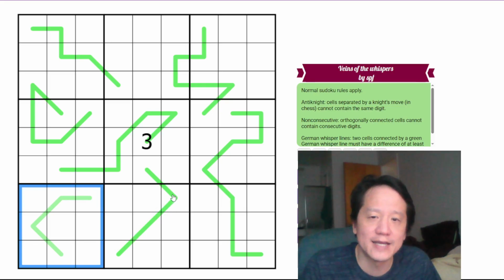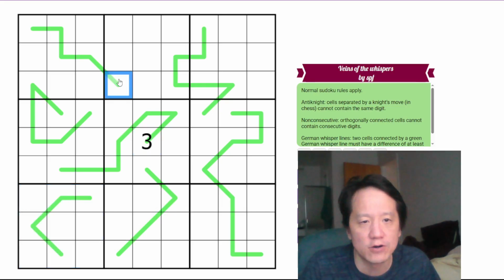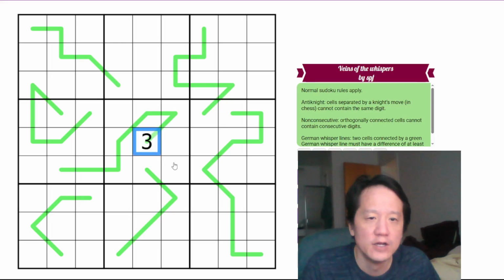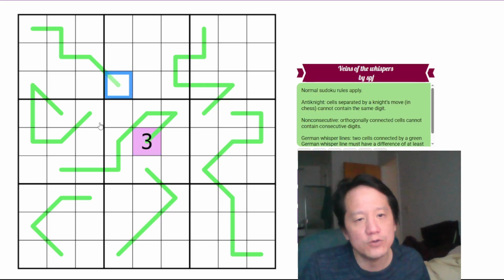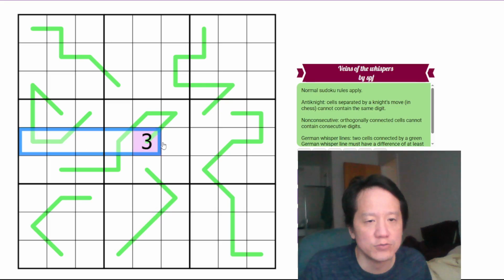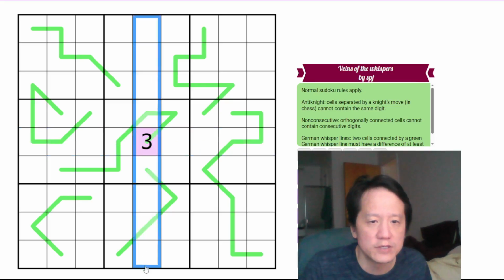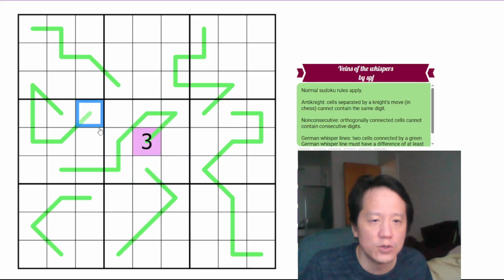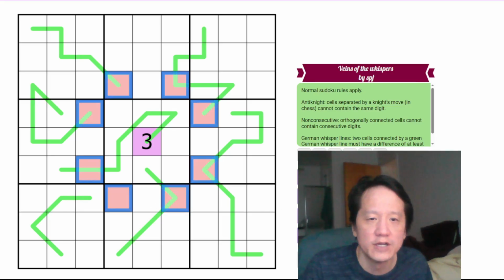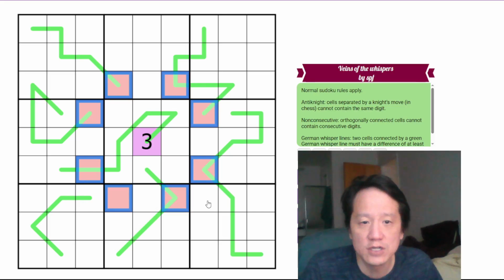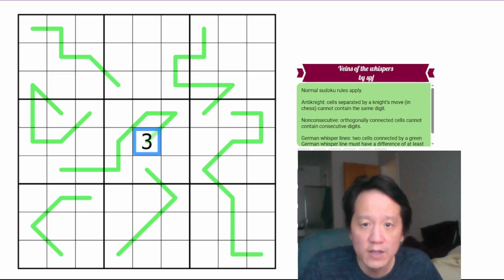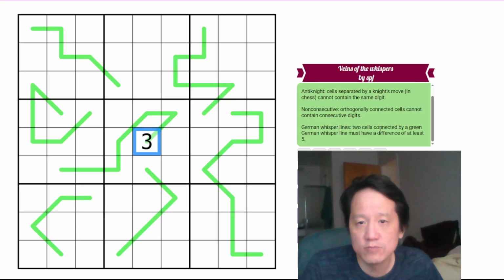We also have anti-knight, where cells separated by a knight's move in chess cannot contain the same digit. So you can't have repeats that are a knight's chess move away. For example, for the center cell, which is a 3, in addition to normal Sudoku rules where you can't have repeats in the row, the same column, or the same box, you also can't have repeats in any of the digits that are a knight's move away. So none of these digits in addition can be a 3. And that's the anti-knight rule set.